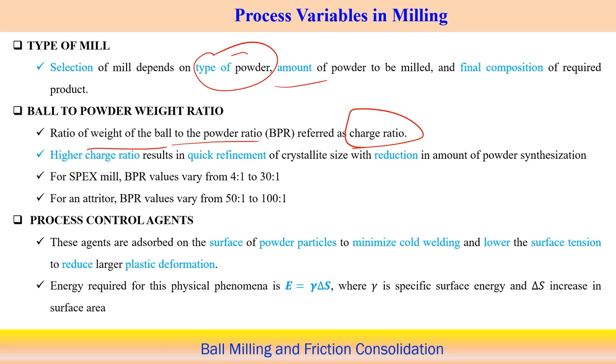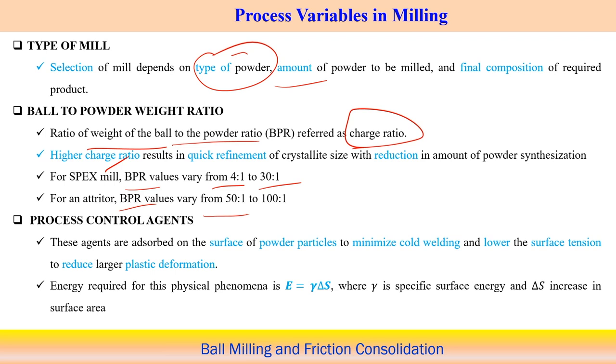So in this case, the much greater difference in the weight of the balls and the particles will help to very quickly achieve very fine particles. For example, in a SPEX mill, the BPR, the ratio of the weight of the balls to the powder, can reach up to 4:1 to 30:1. In other cases, the BPR can be 50:1, or it can rise up to 100:1. So when the ratio is much higher, it is more effective to very quickly produce fine particles. So we need to measure this parameter during the ball milling operation.